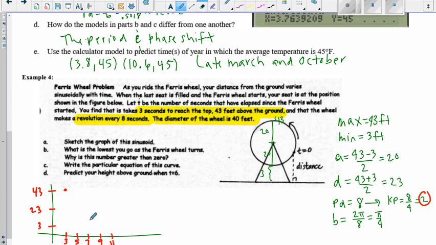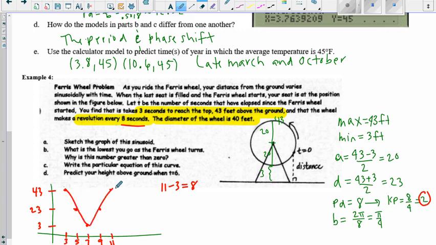So remember, the period is 8. So if we do 11 minus 3, we get 8. So the distance from here to here is going to be 1 wavelength. So the next key point would be here at 5 seconds. We have a height of 23 feet. At 7, 3. 9 would be 23, and 11 at 43, back at the highest.